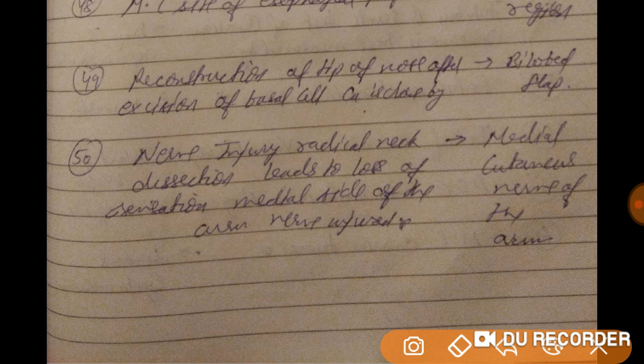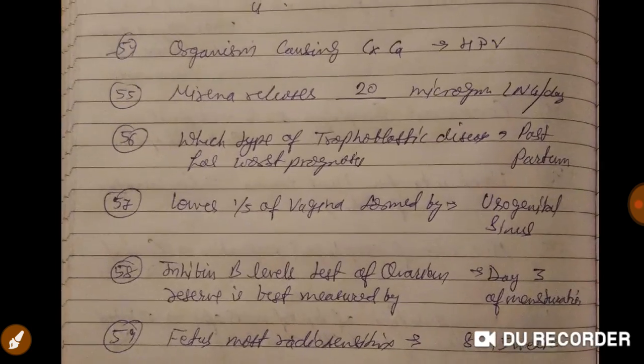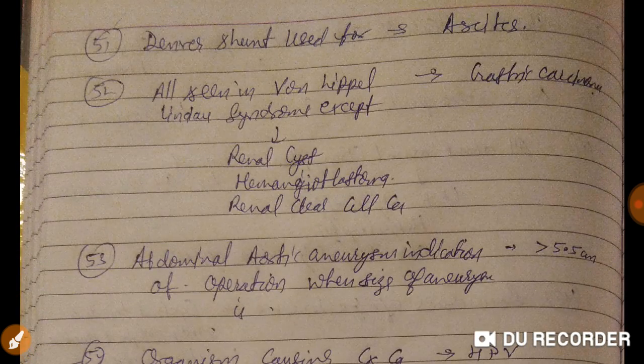Reconstruction of the tip of the nose after an excision of a basal cell cancer is done by bilobed flap. Nerve injury in radical neck dissection leads to loss of sensation on the medial side of the arm. Nerve injured most commonly is medial cutaneous nerve of arm. Denver shunt is used for ascites.